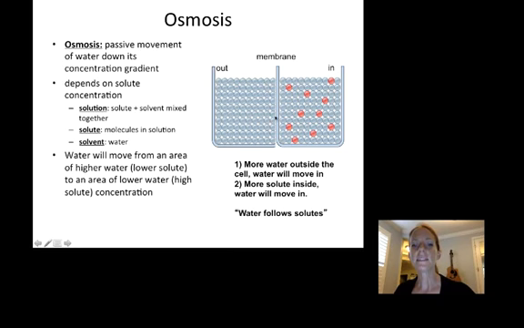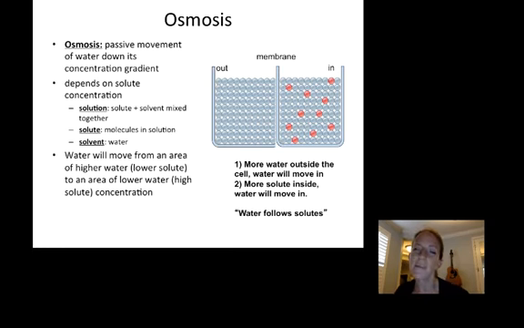In this example, this is the highest possible concentration you can get of water, right? It's pure water. But on this side, the concentration of water is a little bit lower because some of that space is taken up by the salt molecules. So water, in this case, is going to move from high to low concentrations of water.